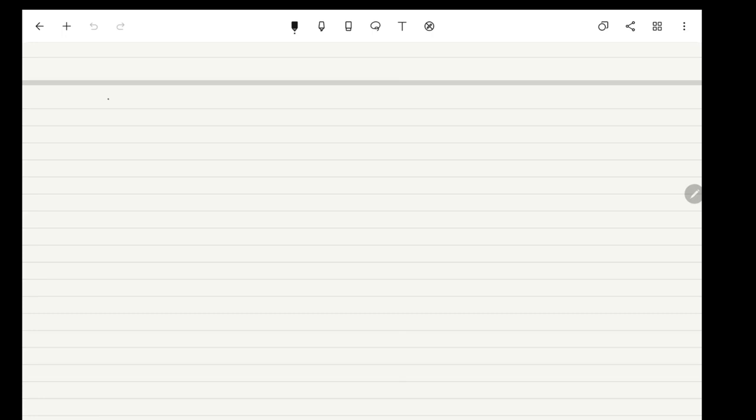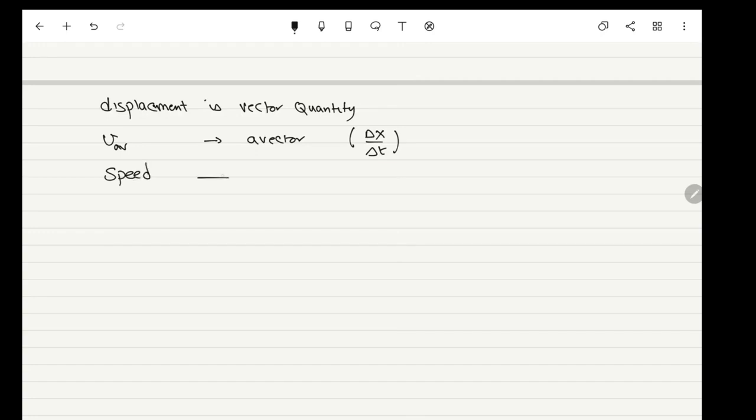Remember, displacement is a vector quantity. Average velocity is a vector quantity because it depends on the displacement. Speed is a scalar quantity because it depends on the total distance.